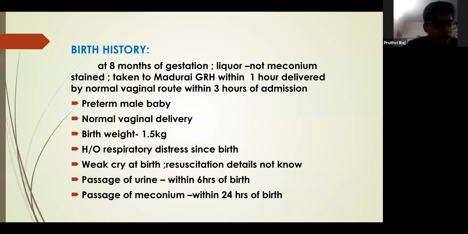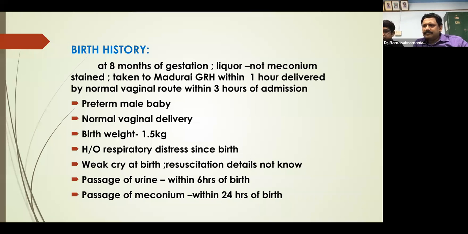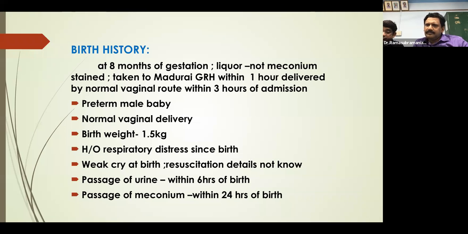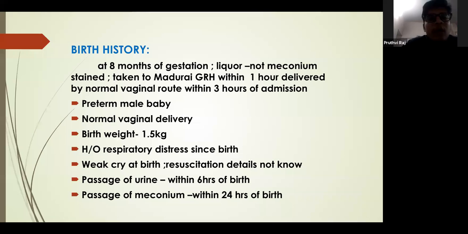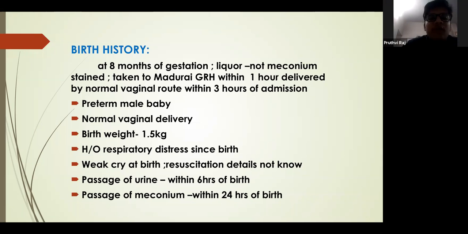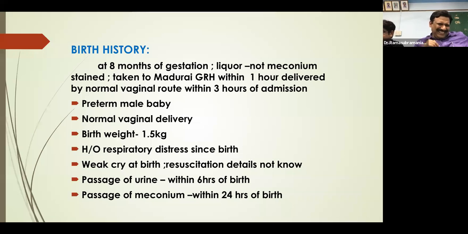If it is a term neonate, there may be transient tachypnea of newborn, who is born through cesarean section. In IUGR, babies are more prone to get meconium aspiration syndrome, sir. During delivery, there may be trauma to the chest leading to pneumothorax. That may lead to respiratory distress.